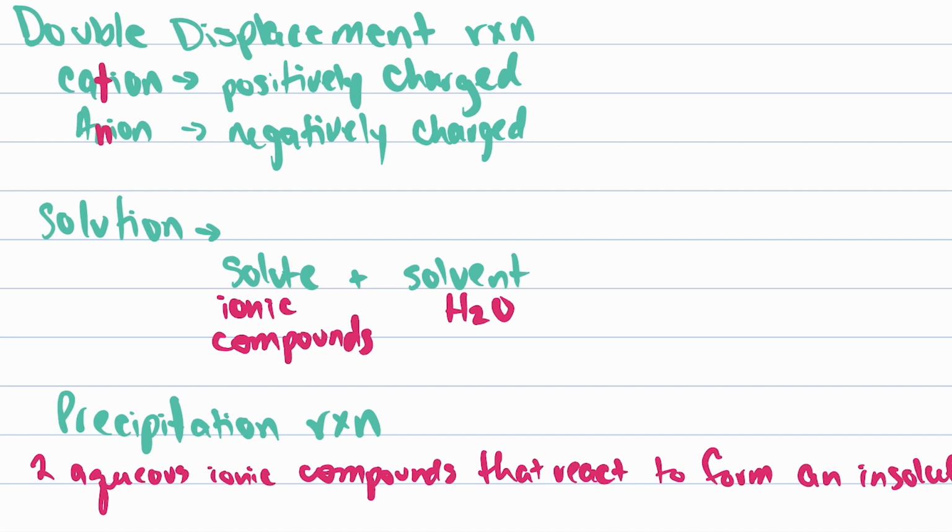So insoluble, and the precipitate is going to be represented with an S subscript for solid, right? And then the soluble part of the product is going to be the supernatant.